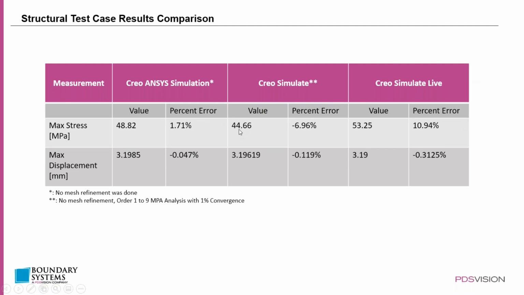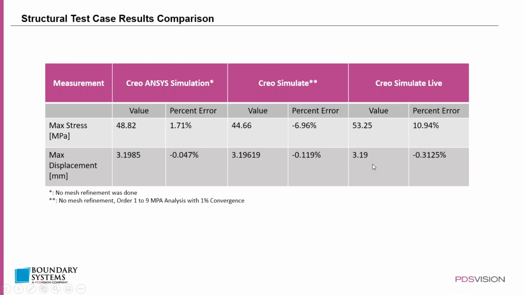We'll notice that in this test case, Creo ANSYS Simulation has the lowest percent error in both categories. So we'll see in the max displacement calculation and max stress calculation, Creo ANSYS Simulation is doing the best. We'll see that Creo Simulate is also doing very well, particularly with max displacement. And if we look at Creo Simulate Live, we'll notice it's still doing very well with max displacement, but it's not doing quite as well with max stress.